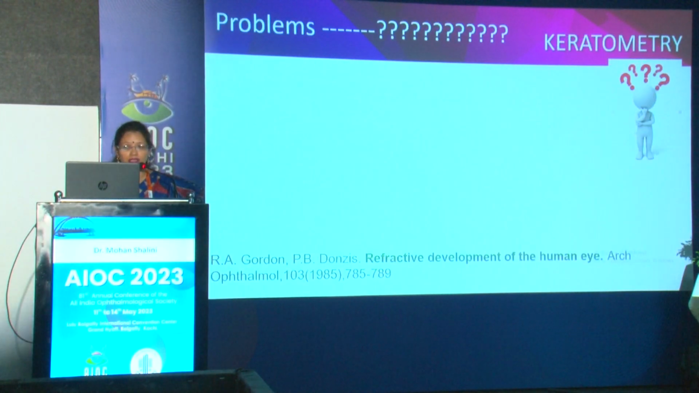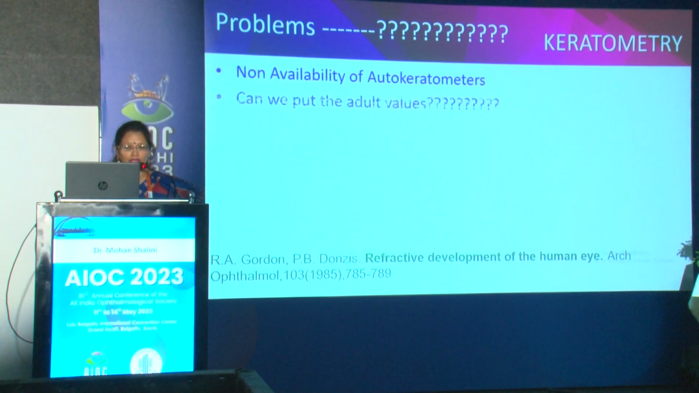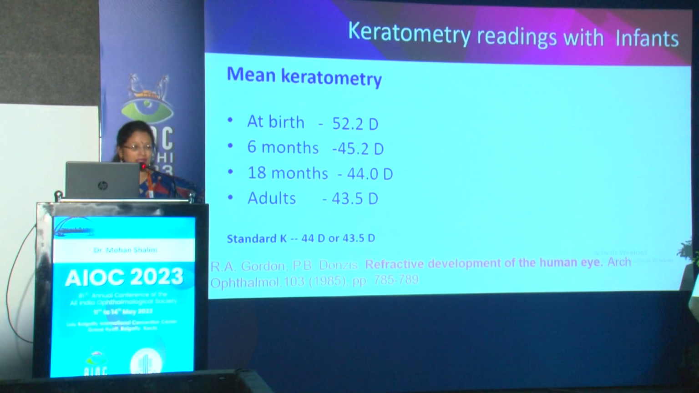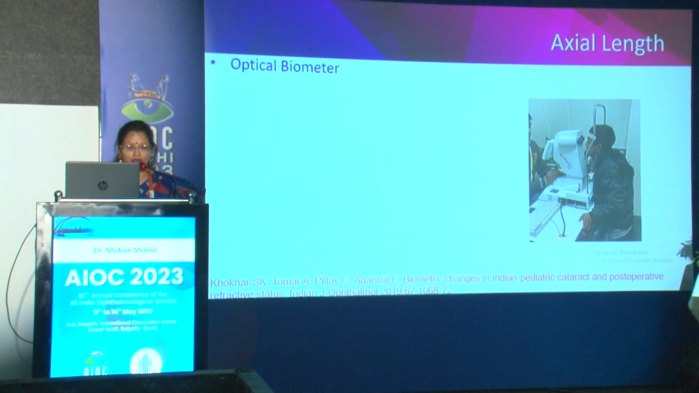To take out these problems of keratometry, we need to either put the adult values, or we can put these mean keratometric readings which are already present in the literature. At birth, it is around 52.2 diopters. At 6 months of age, it is 45.2 diopters, and at 18 months, it is 44 diopters. So we can put these readings to get better IOL powers.